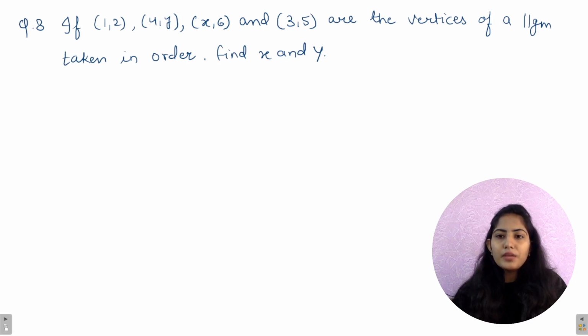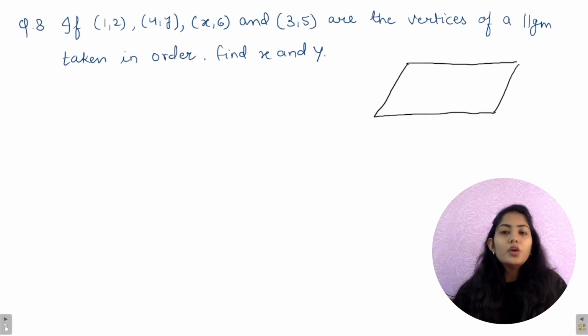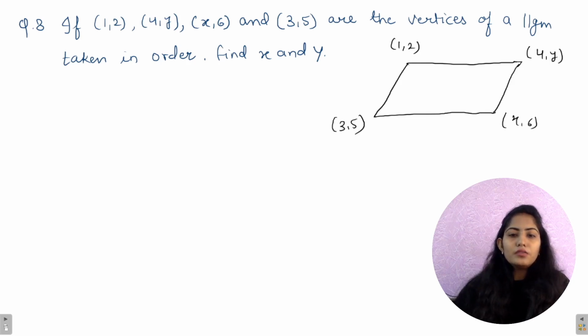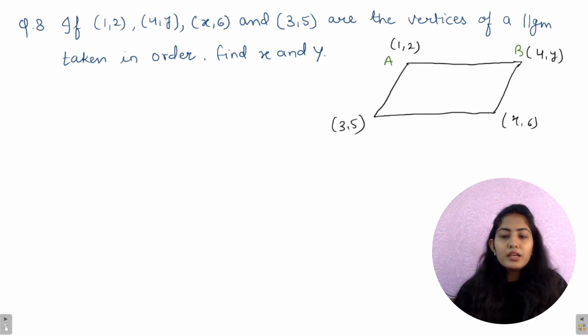So here it is a parallelogram, suppose. Here it is 1 comma 2, here it is 4 comma y, here it is x comma 6 and here it is 3 comma 5. So these are the coordinates. Suppose the names of the points are A, B, C and D.